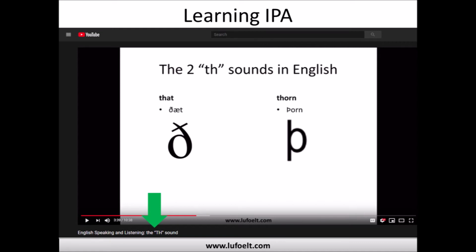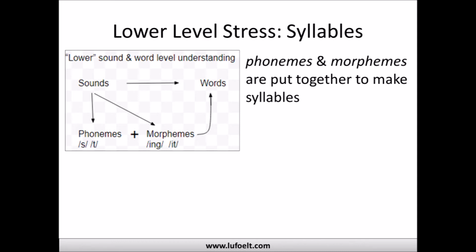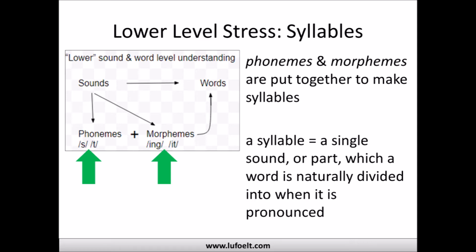Okay. So first, as I mentioned, we'll be just looking at the lower level of stress with syllables. A phoneme or morpheme is kind of the main component of a syllable. I mean, it's not true that one phoneme equals one syllable, but we put them together to make syllables. I have some examples of the differences between phonemes and morphemes here on the screen. And a syllable is basically a single sound or part which a word is naturally divided into when it is pronounced. So you put together phonemes and morphemes and make syllables, these different parts of the words.